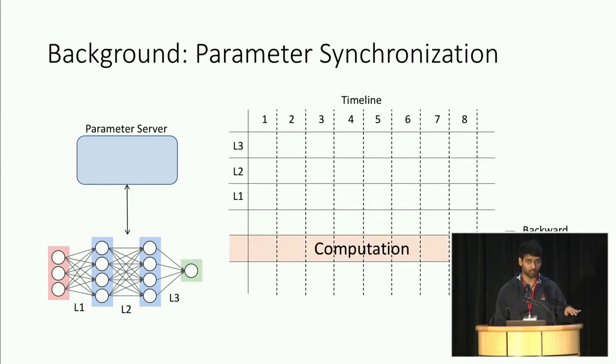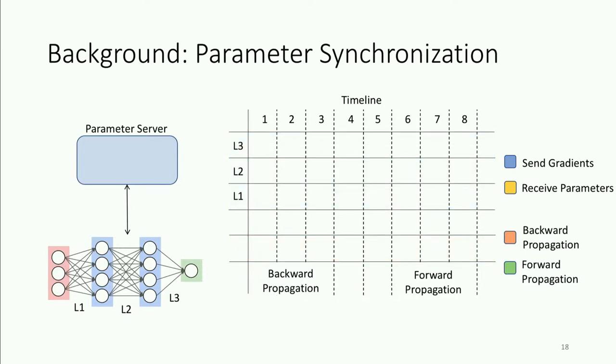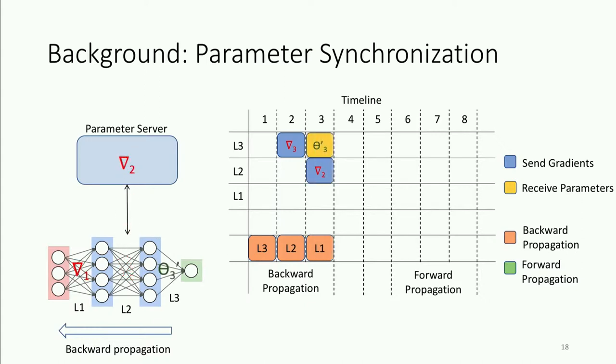The bottom row shows the computation trees, and the top three rows show the communication trees with respect to individual layers. During backward propagation, which starts at the final layer and progresses to the second layer, while computing the gradients for the second layer, the frameworks issue synchronization for the previous layer, which is L3, by sending the gradients to the parameter server. And this continues to the first layer as well.